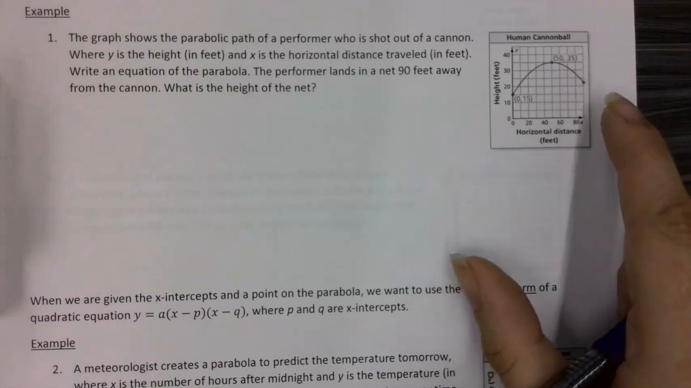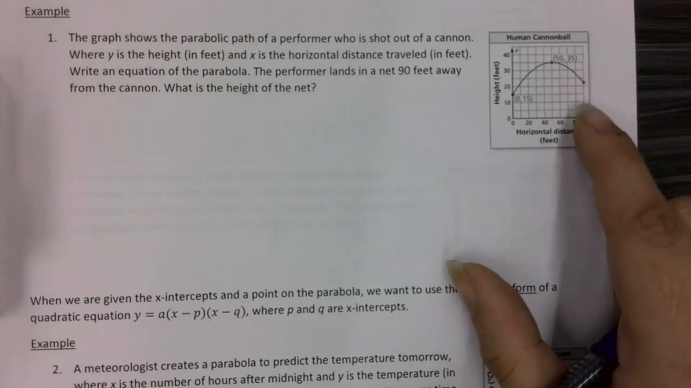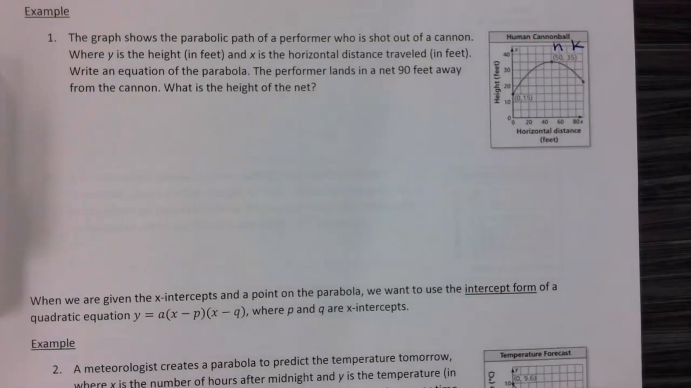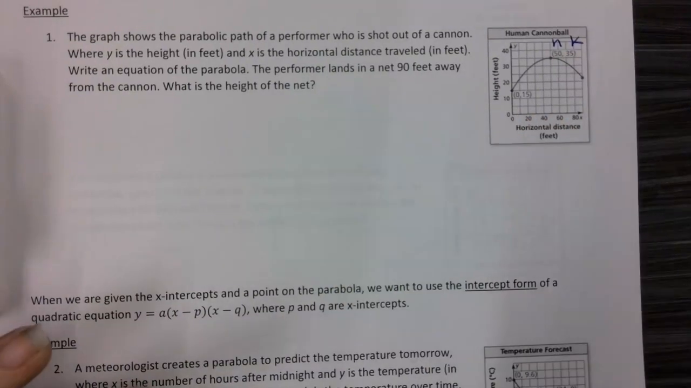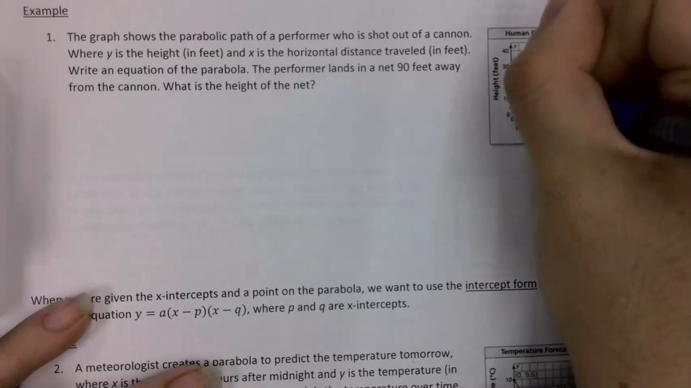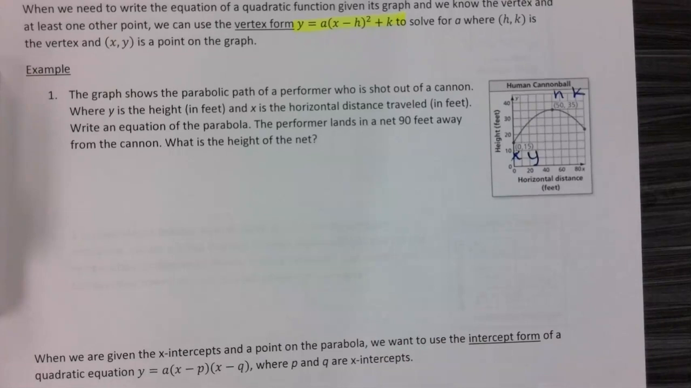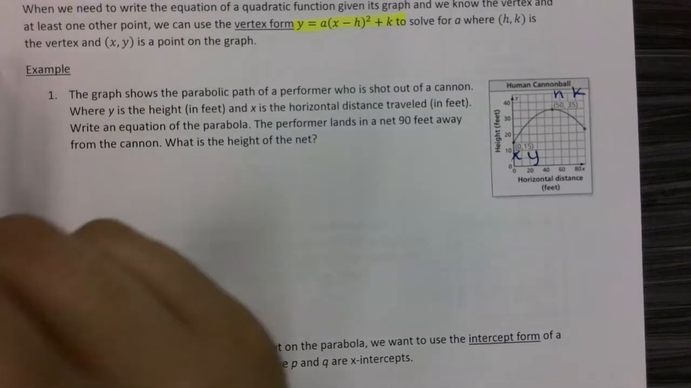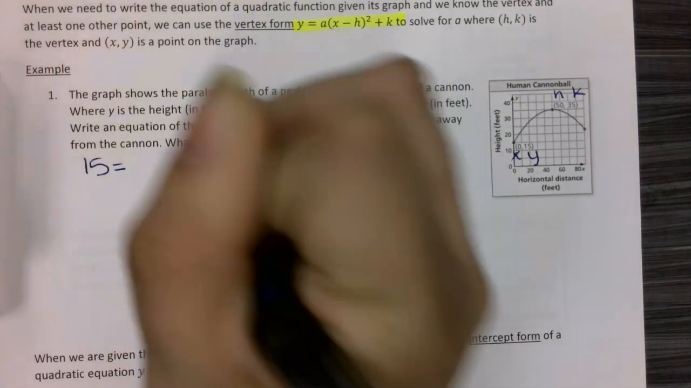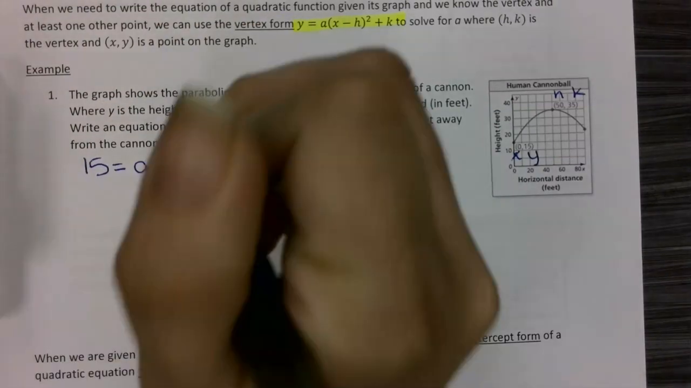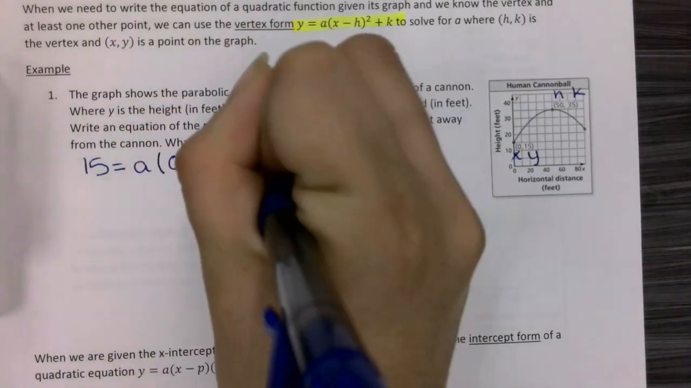What I want to do is, I know this is my vertex, so this is going to be my (h, k), and then the (0, 15) is just a random point on this equation, so that's going to be my (x, y). I wanted the formula up here. So I am going to plug those four into my equation. I have 15 instead of y. I don't know a. x is 0. h is 50. And then k is 35.